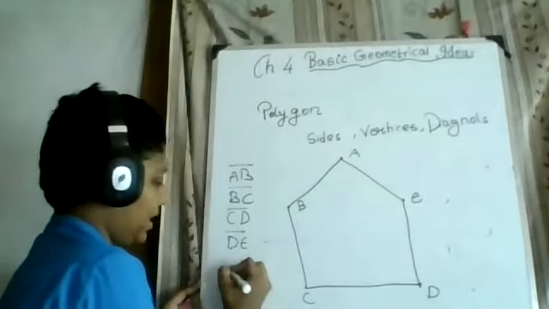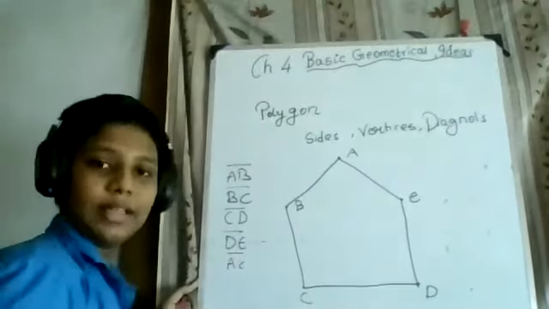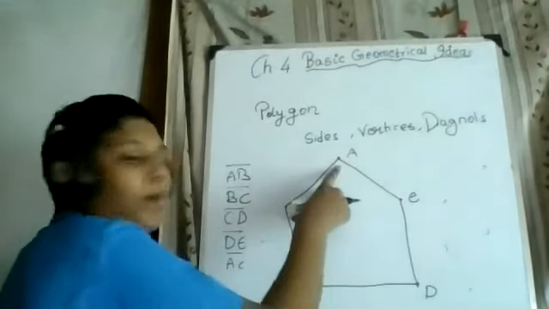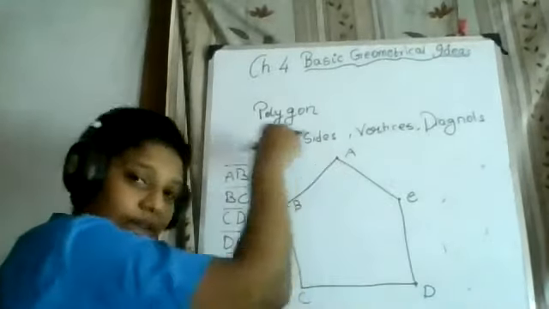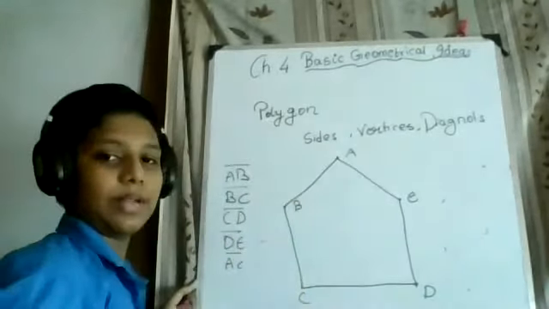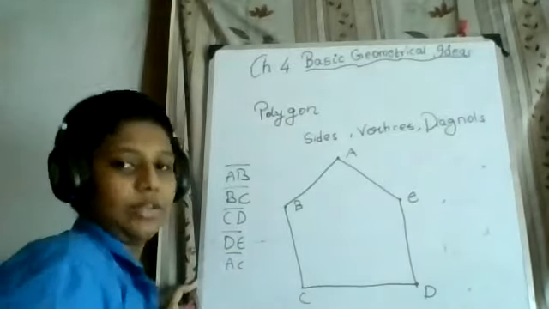Sides means 2 points. In a closed figure, 2 points joining and forming a line segment is also known as a side.